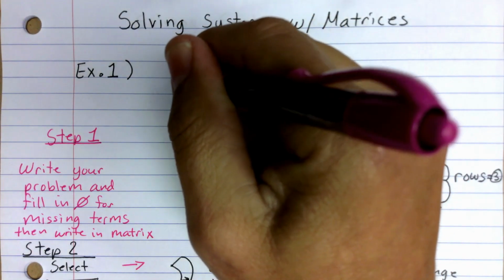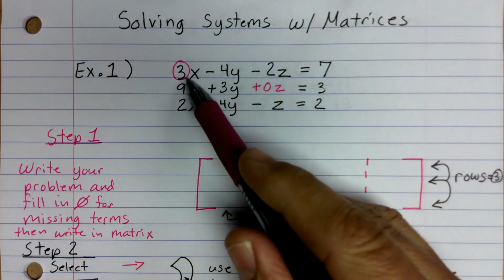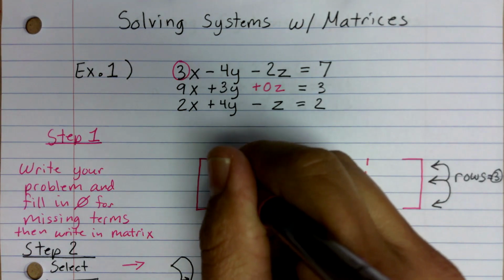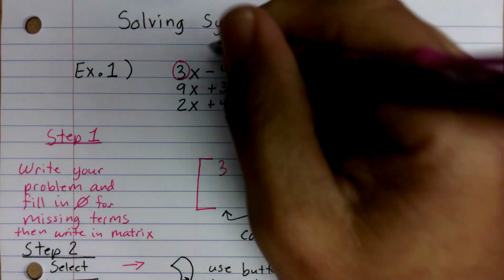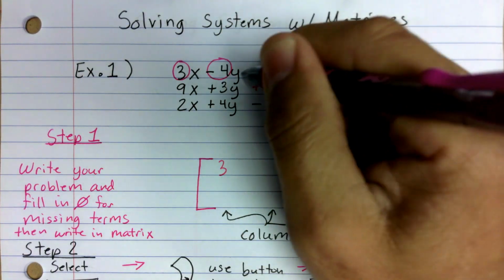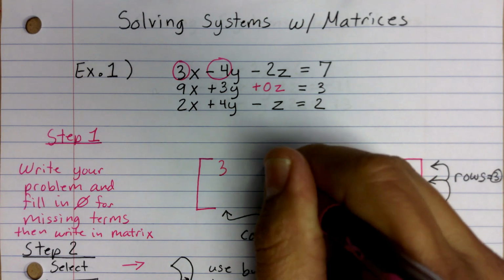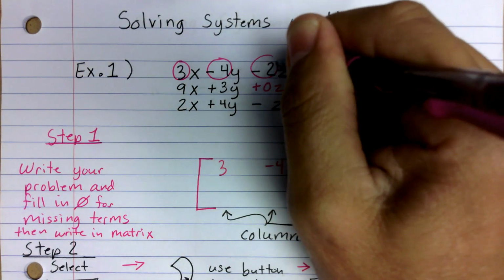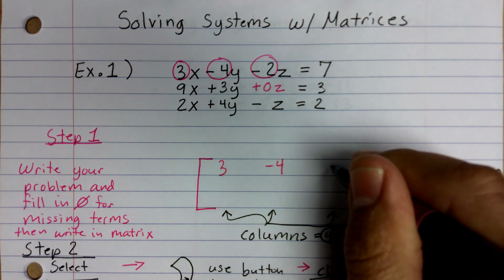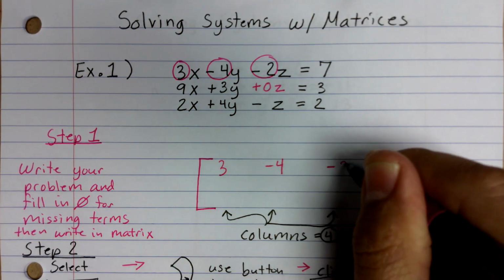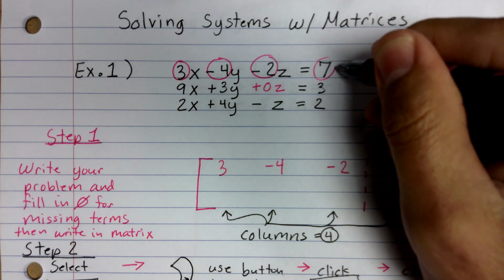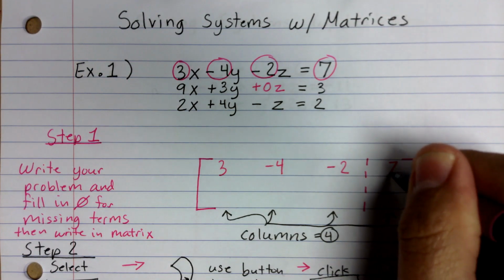Now I'm going to circle them as I write them so you can see how I line them up. So the coefficient of x is 3. That's going to go in my first column in my first row. Next I have negative 4 for the coefficient of y. So I'm going to put negative 4 right there. And then I have negative 2 for z. So I'm going to put that in my third column, negative 2. And then for my fourth column, I have this positive 7, a constant value of 7.